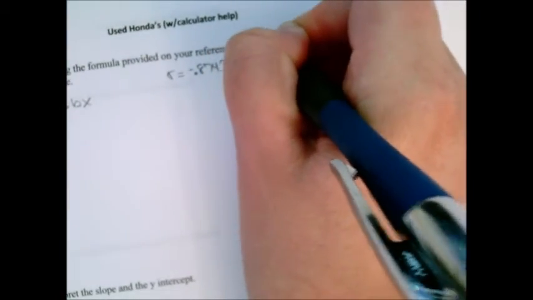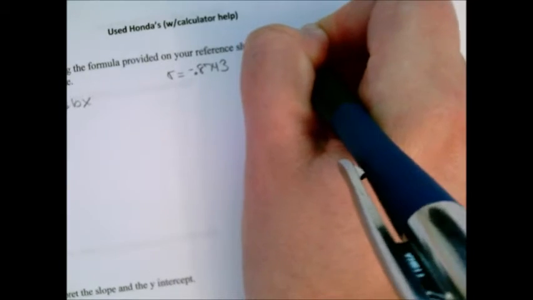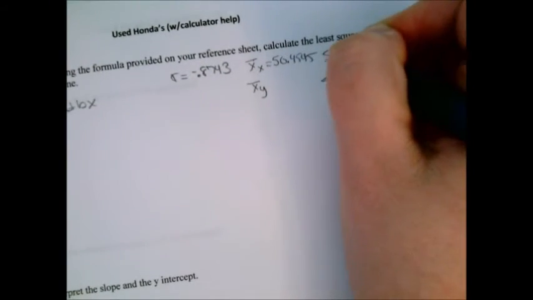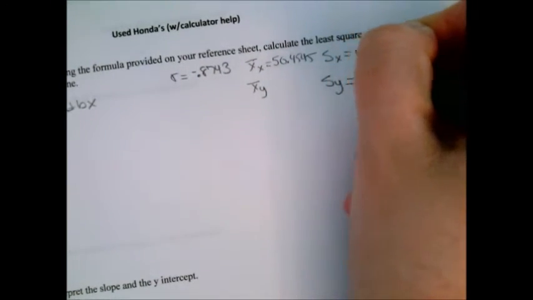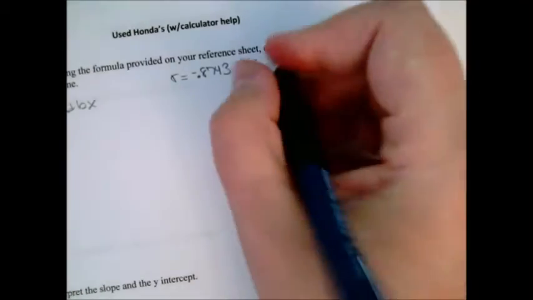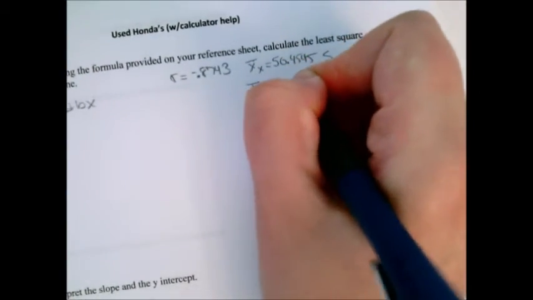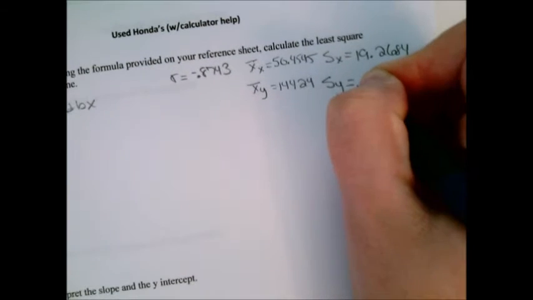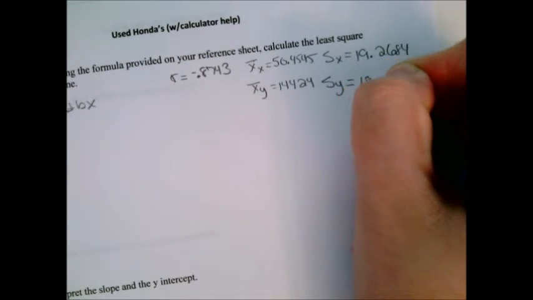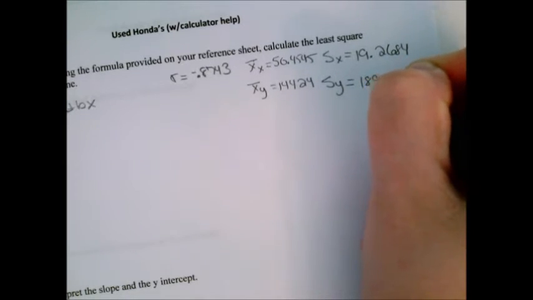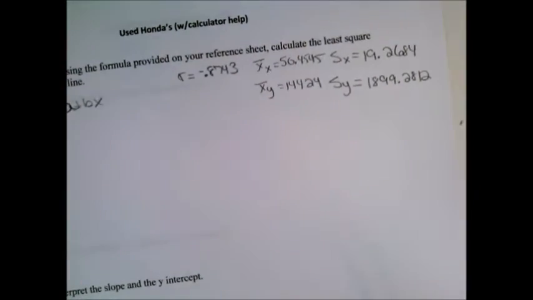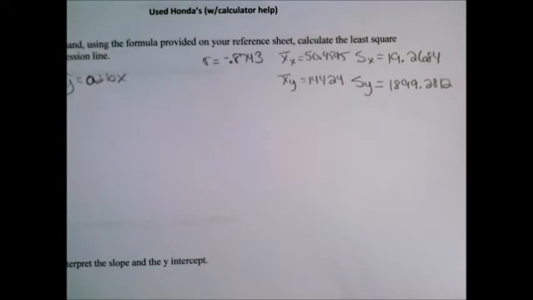So the mean of x is 50.4545. The standard deviation of x was 19.2684. The mean of y was 14,425. And the standard deviation of y was 1,899.2812. Take it to the 4th decimal. The more decimals we have, the less error we have.